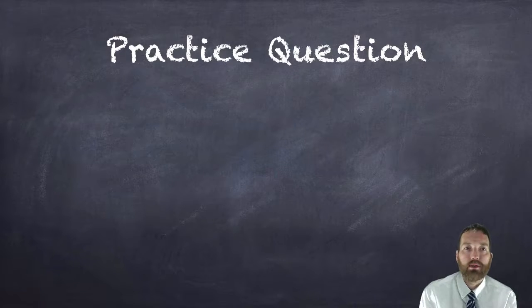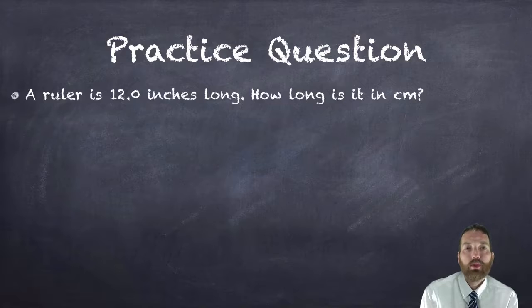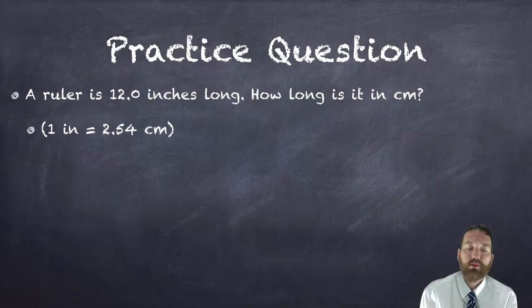Okay, let's do another practice question. A ruler is 12 inches long. How long is this in centimeters? Okay, they have to give you a conversion factor. If it's not on table C, they have to give you some information, unless it's really obvious, like feet and inches, something like that. Okay, so you may not know this, but you'll probably come to know this throughout this chapter. We'll be using this conversion factor a lot, but 1 inch equals 2.54 centimeters.